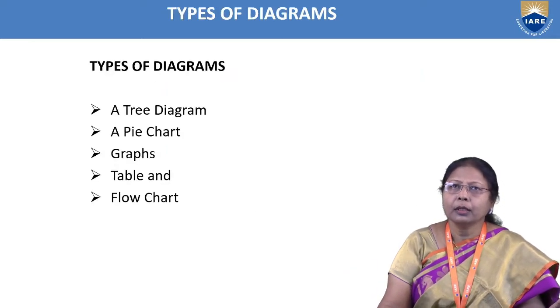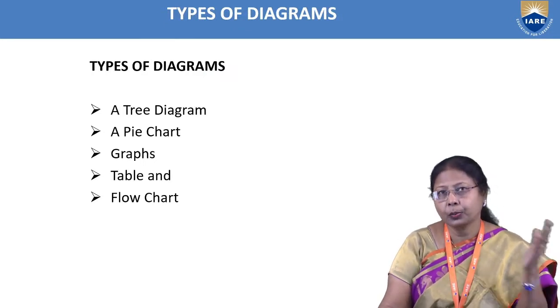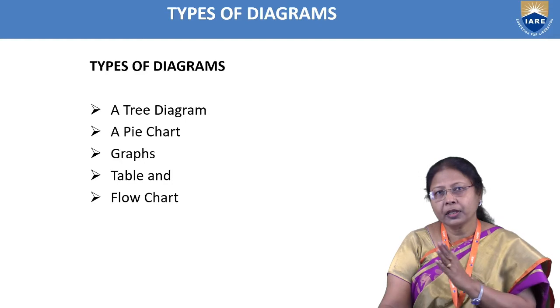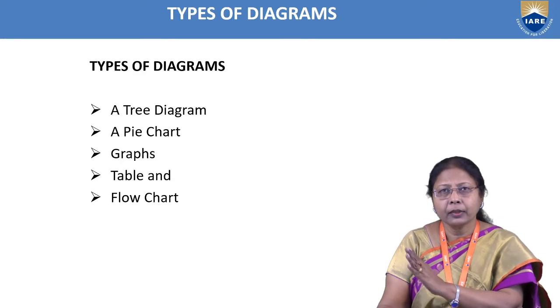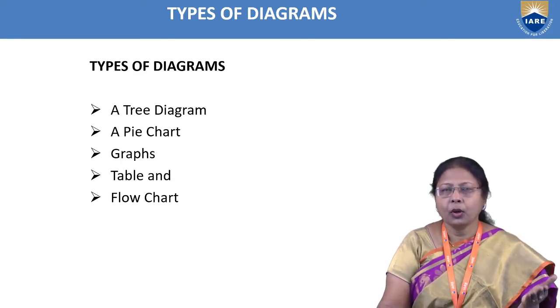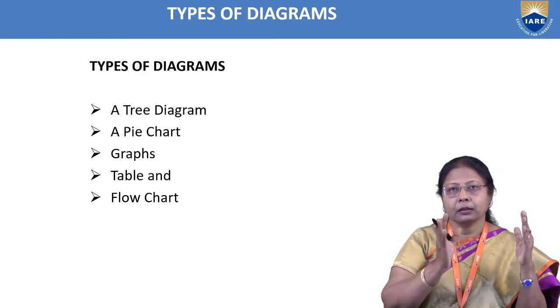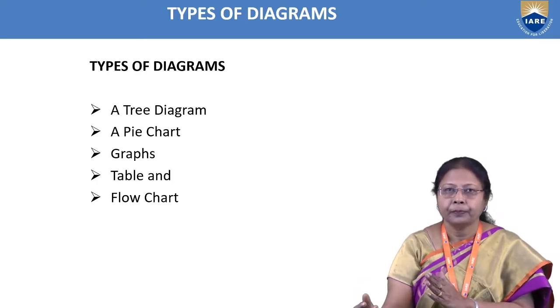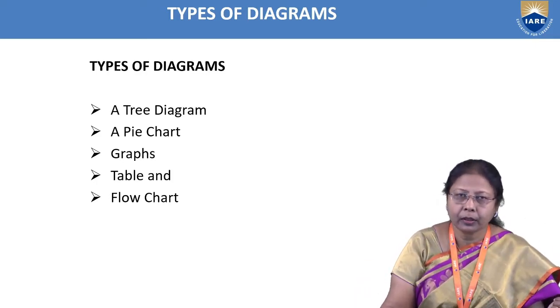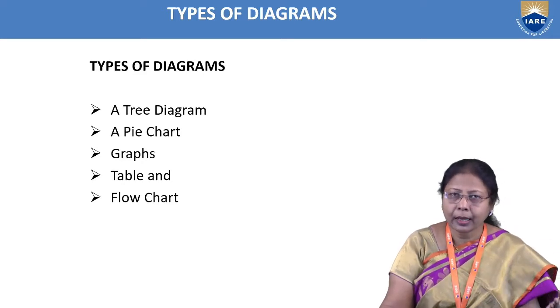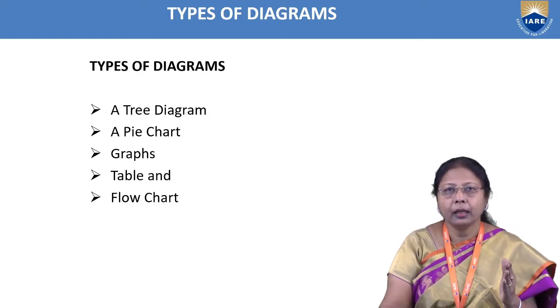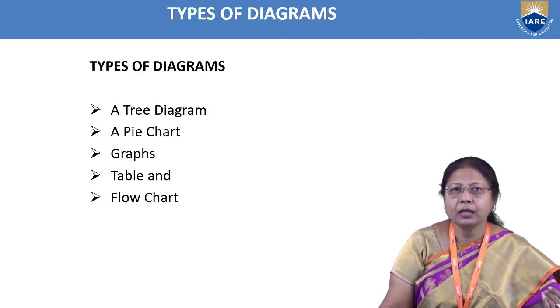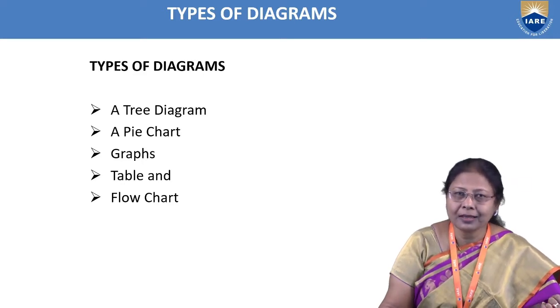So here, what are the types of diagrams that we have? As we just discussed, information transfer is nothing but transforming data into diagrams and converting diagrams into text. So how many types of diagrams do we have to convert the text we have into a diagram? We have a few diagrams which we are going to discuss in the later slides. One is the tree diagram, pie chart, graph, table, flowchart. These are the 5 diagrams that we are going to discuss.